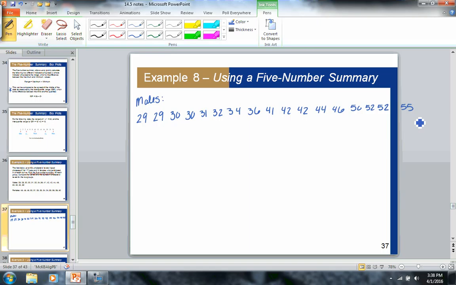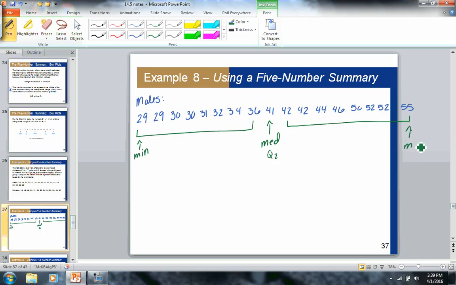Now, conveniently, we have an odd number, so I can find my true median value, and that's going to be my 41. Okay, so that's my median for the whole data set, or Q2. Then everything from 36 down to 29, that's going to be my lower quartile. Everything from 42 up to 55, that's going to be my upper quartile. So 29 is going to be my minimum, and 55 is going to be my maximum.